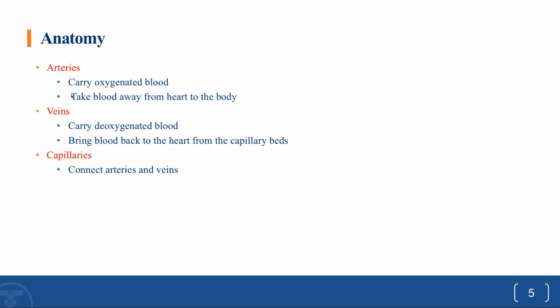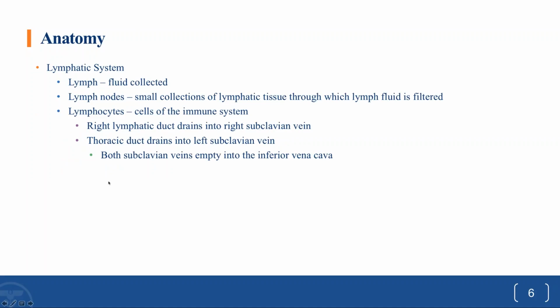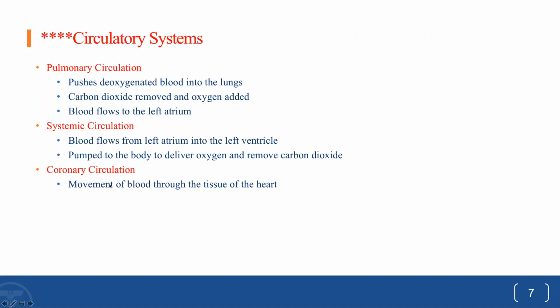Okay. As far as the arteries, the veins, and capillaries, arteries are important to know. Your arteries carry oxygenated blood and take blood away from the heart to the body. Your veins equal deoxygenated blood, and they bring the blood back to the heart from the capillary beds. And the capillaries connect the arteries and the veins. And anytime you see the term lymphatic system, it's usually talking about lymph nodes. These are just common anatomy terms.